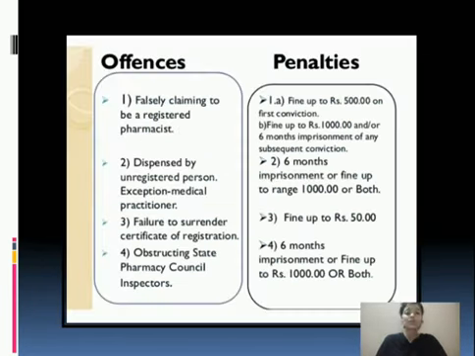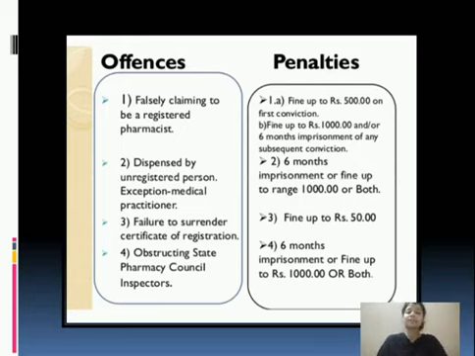Now coming to the offences and penalties, if a person is falsely claiming to be a registered pharmacist, he is liable for a fine up to 500 rupees on the first conviction, and a fine up to 1000 rupees and 6 months of imprisonment on any subsequent conviction, right?